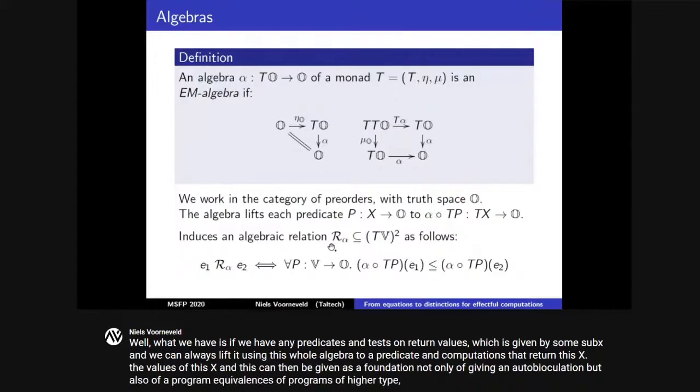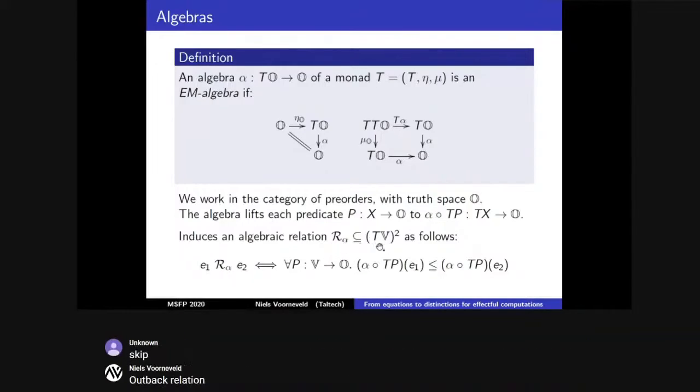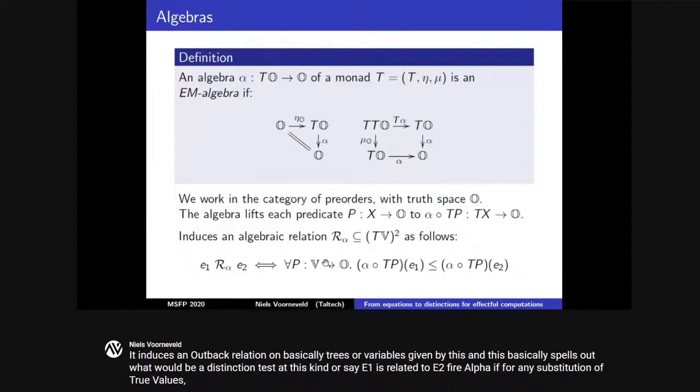But at the very least, at the base level, it induces an algebraic relation on trees of variables given by this, and this spells out what would be a distinction test of this kind, where say E1 is related to E2 via alpha if for any substitution of truth values, seen as a predicate on variables, how much we get here is smaller or equal than how much we get here.